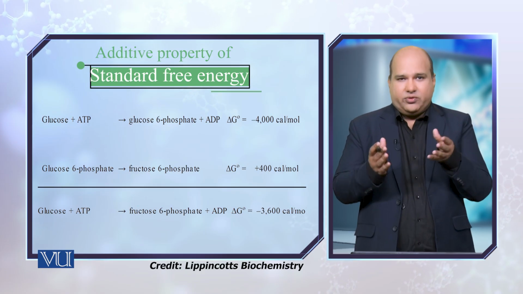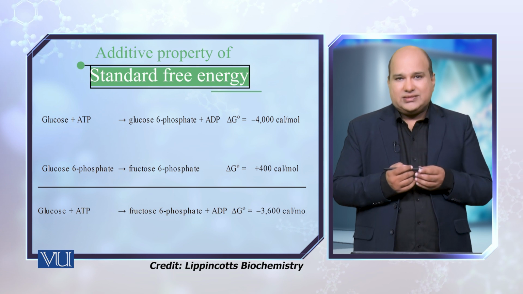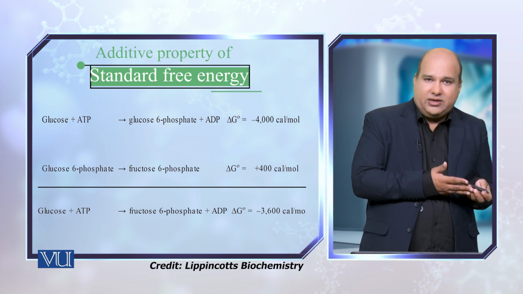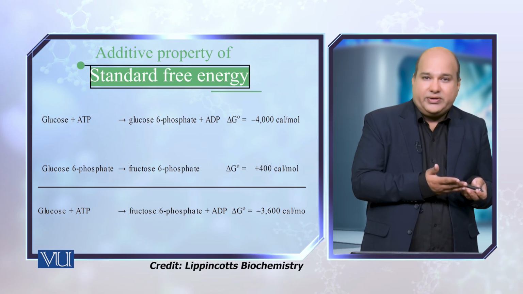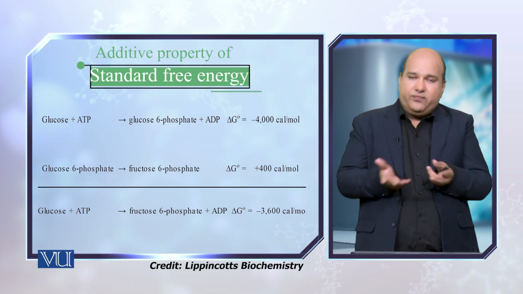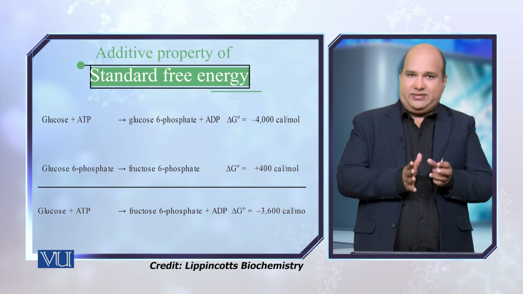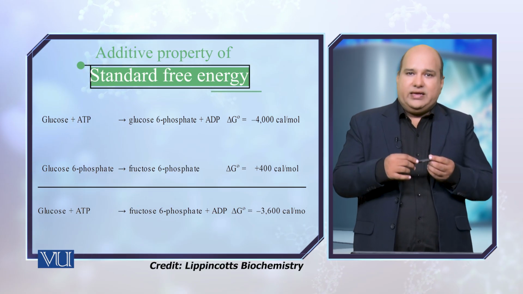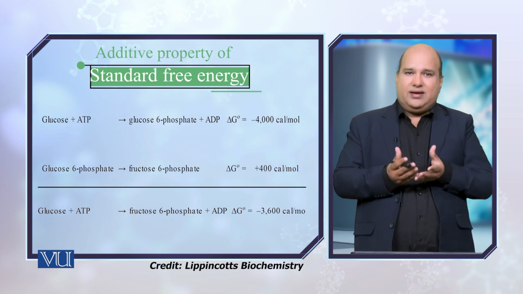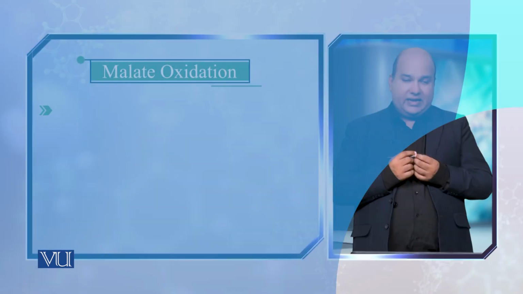So if there are 7 or 8 different reactions you are talking about, some of the reactions may have a positive delta G value, meaning they will be non-spontaneous. Some may have a negative delta G value. If the overall delta G value is negative, the reaction will occur. So this is how the negative delta G value of the overall reactions makes the reaction possible.